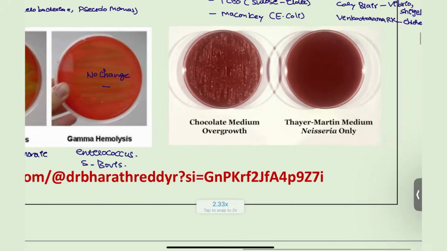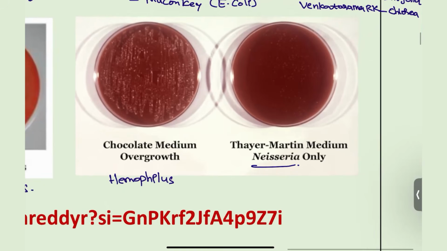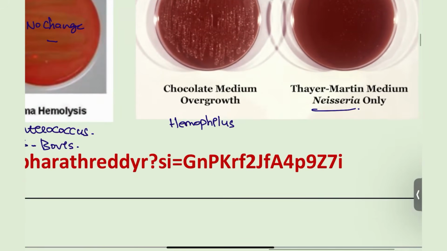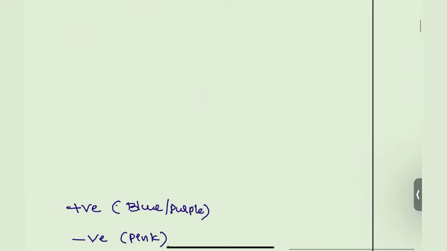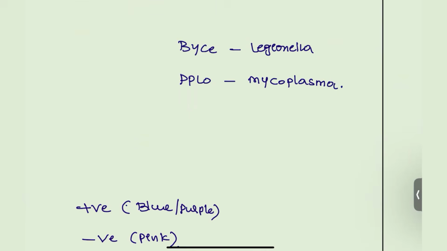Next, chocolate medium, again this is for the Haemophilus. And the Thayer-Martin, this is for the Neisseria. These are the important things. And some others you can remember: the base agar is used for the Legionella. Next, PPLO agar, this is used for the Mycoplasma. Next, Loeffler's slope, this is used for the diphtheria.